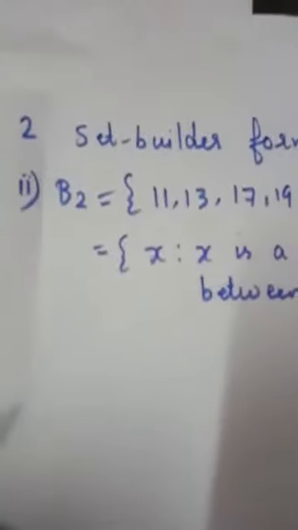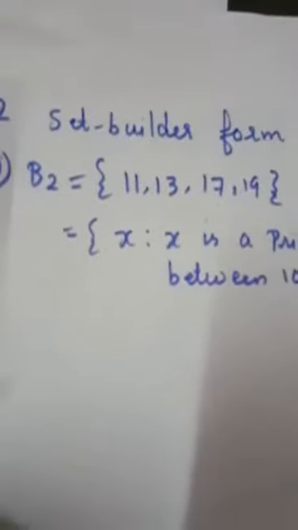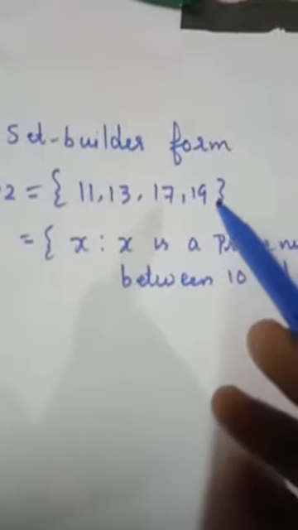Next, question number 2. Set builder form. Write the following sets in set builder form or rule method form. Second sub question, B2 is equal to the set 11, 13, 17, 19.